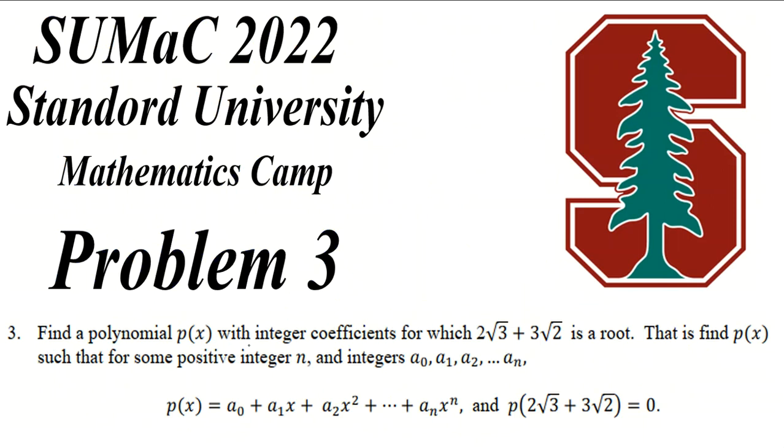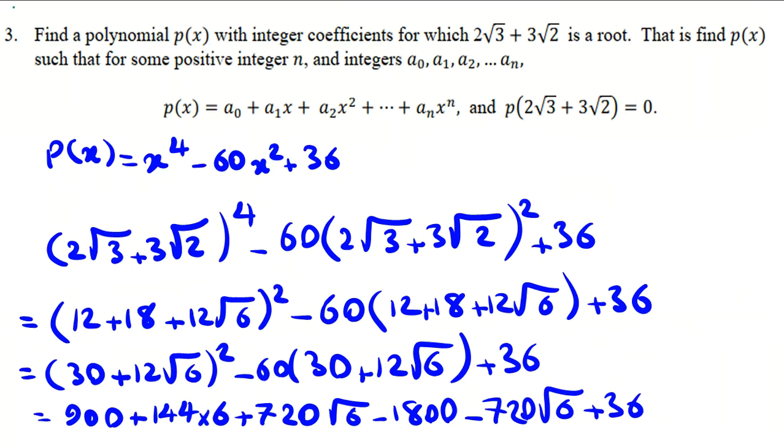Find a polynomial p of x with integer coefficients for which 2 root 3 plus 3 root 2 is a root. That is, find p of x such that for some positive integer n and integers a0, a1, a2 to an, p of x equals a0 plus a1x plus a2x squared plus up to anx^n, and p of 2 root 3 plus 3 root 2 equals 0. So let's consider this one.